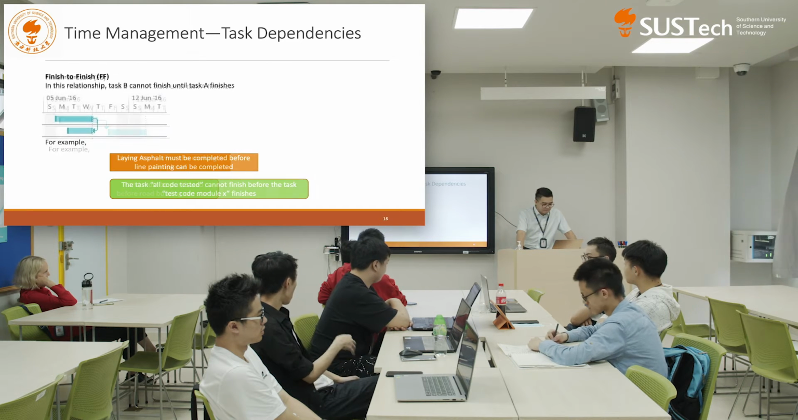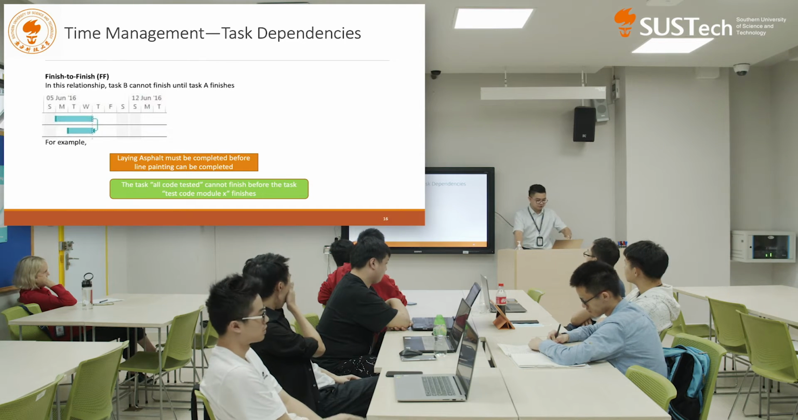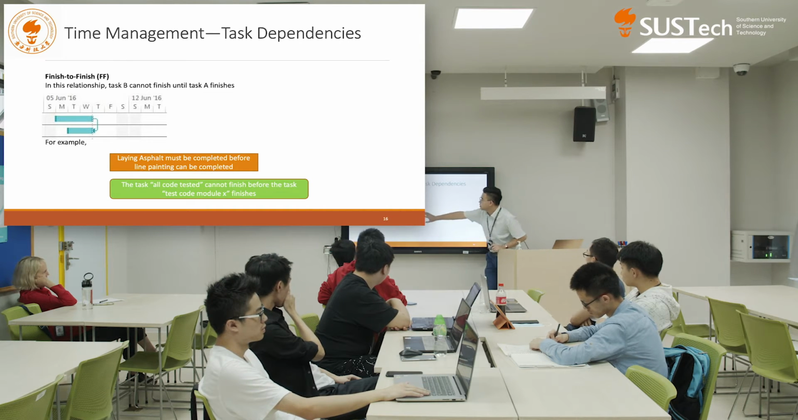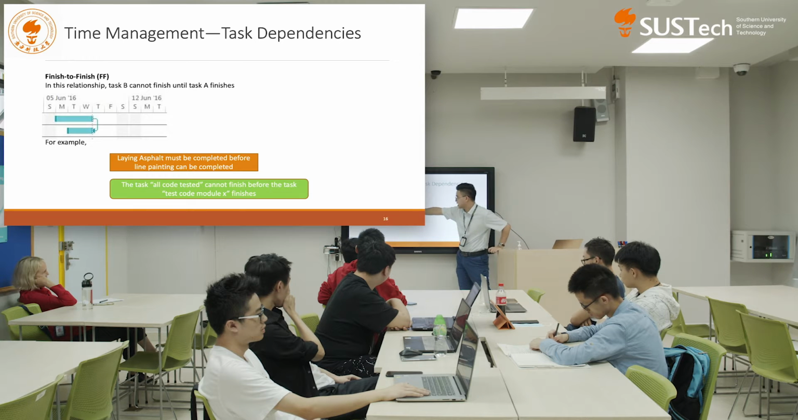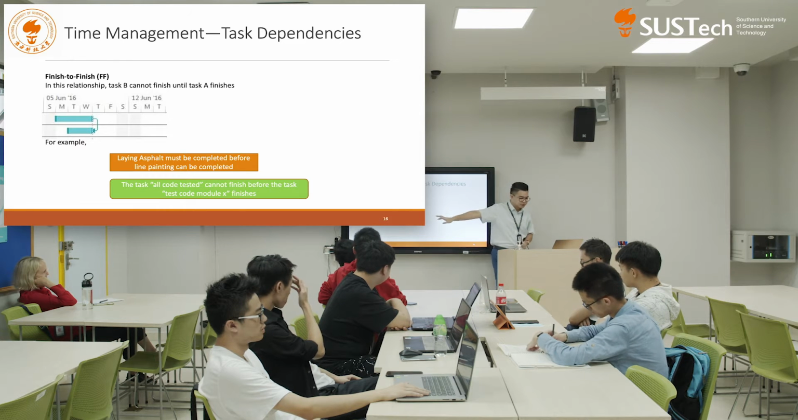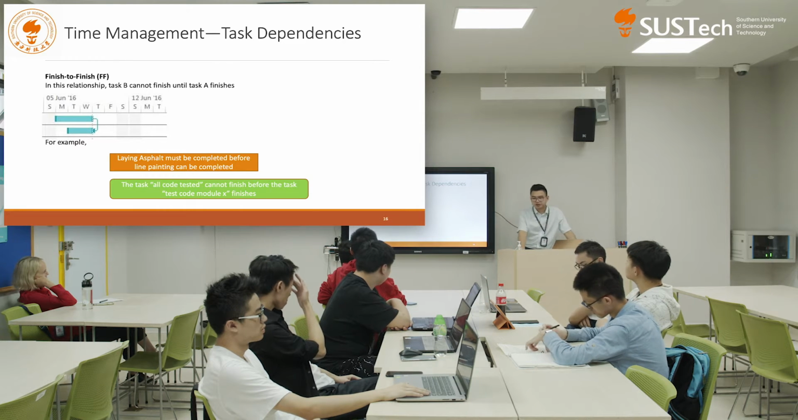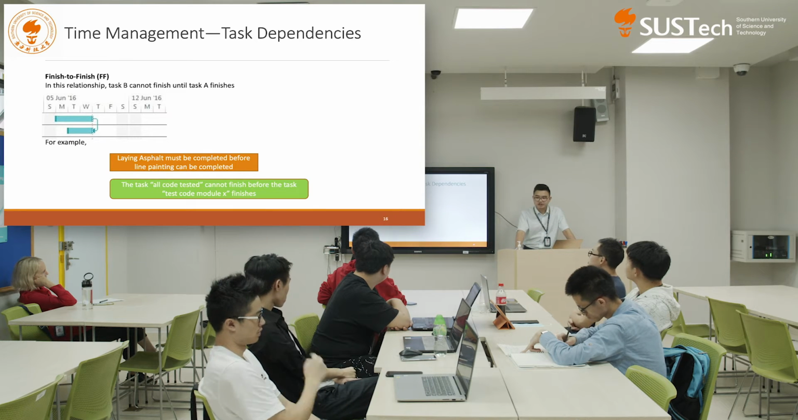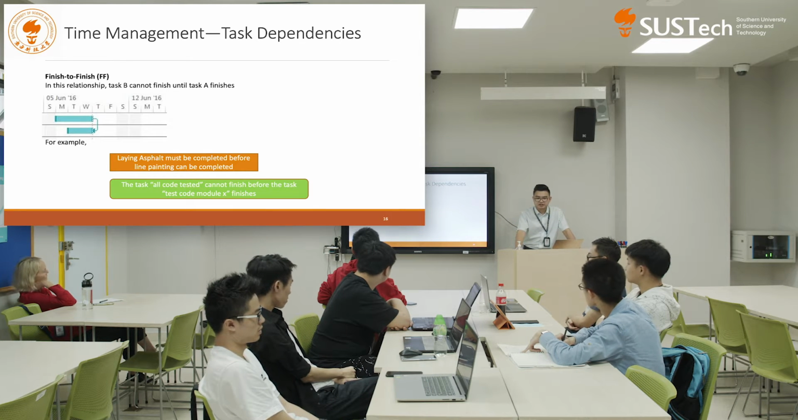And the second is the finish to finish relationship. For this kind of relationship, task B cannot finish until task A is finished. So can you think of some examples of the finish to finish relationship? Any ideas?